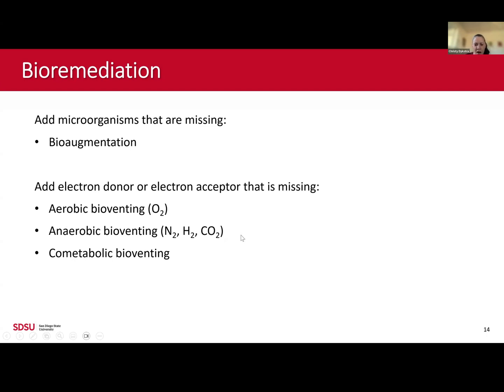This is not as common, and the reason for that is, first of all, a lot of the subsurface soil where we do a lot of this bioremediation is mostly anoxic or anaerobic already. So in that case, microbes are already doing anaerobic or anoxic processes, and they might already have everything they need. They just might be operating a little bit slowly.